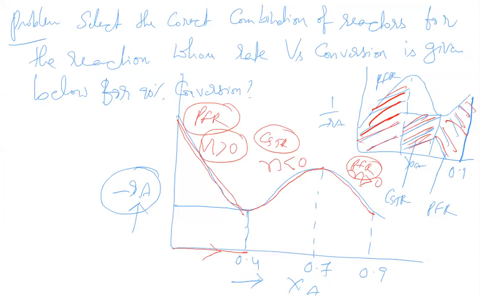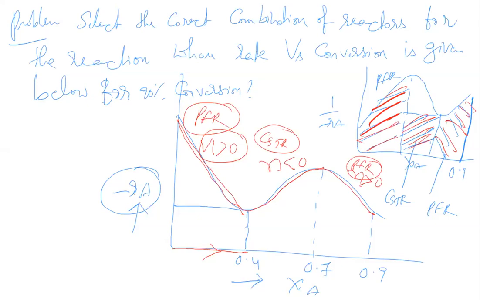The first graph is not appropriate for comparison because the first graph is minus RA versus XA. You cannot compare the area under the curve versus the rectangle, because the reactor comparison will be good for 1 by minus RA versus XA, because the performance equations are something like this.